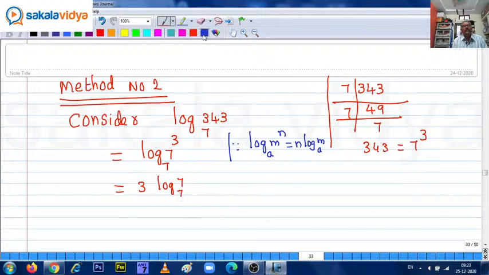And we have one more formula. Logarithm of a to the same base a itself is 1. Logarithm of a to the base a is 1. Log 7 to the base 7 is 1. So 3 times 1 equals 3. So this is the answer.